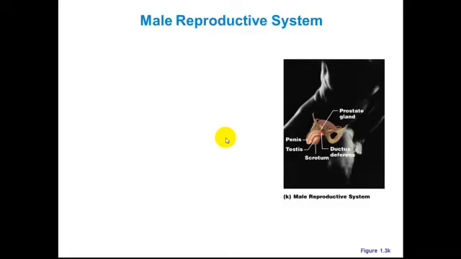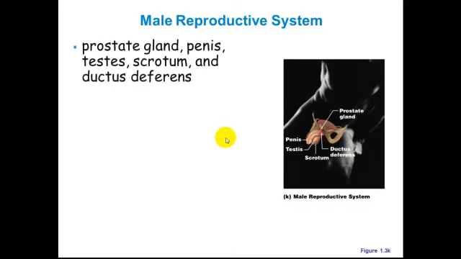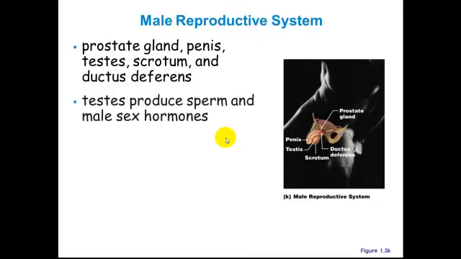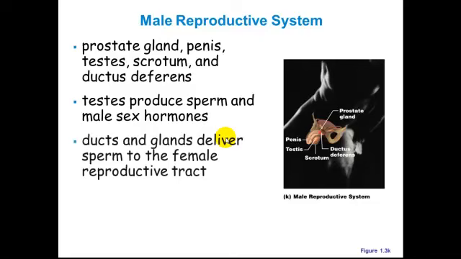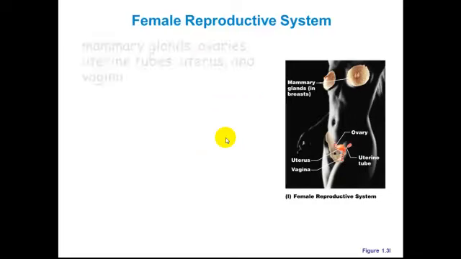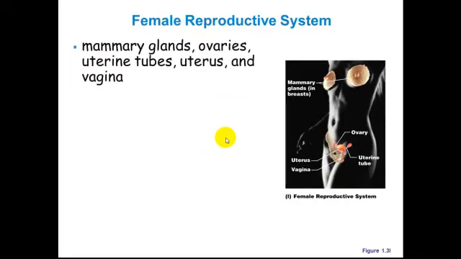In males, the reproductive system includes the prostate gland, the penis, the testes, the scrotum, and the ductus deferens. Here we see both the production of sperm and male sex hormones, as well as the ducts and glands that are necessary to deliver sperm to the female reproductive tract. In females, we see different structures in the reproductive system, including mammaries and ovaries, the uterine tubes or fallopian tubes, the uterus, and the vagina.